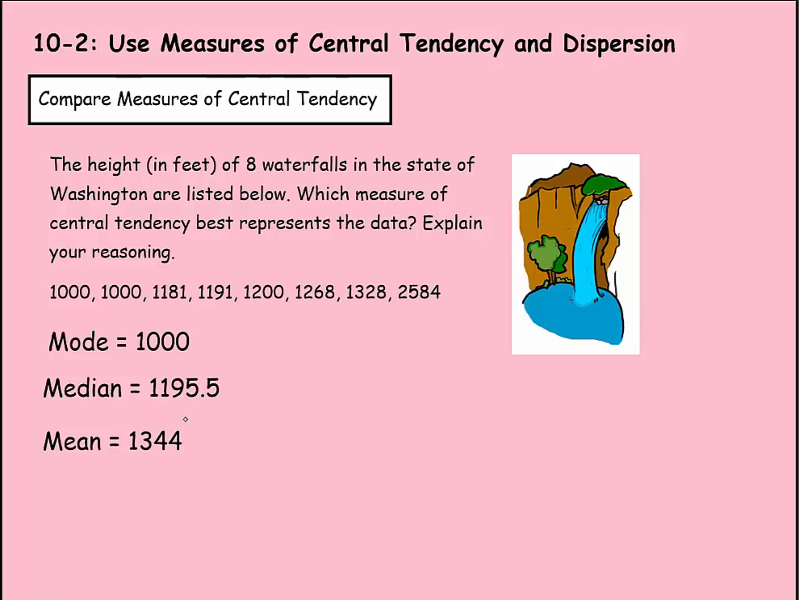The mean, on the other hand, would fit way over here, and it's really only close to a couple of these numbers. The reason for this is this large number here, the 2584, really brought that mean up. And that's what makes it a little bit distant from these other numbers here. And that makes our median the best measure of central tendency. If I had to explain my reasoning, I would say that the mode is significantly less than the rest of the data, and the mean is significantly more than the rest of the data.